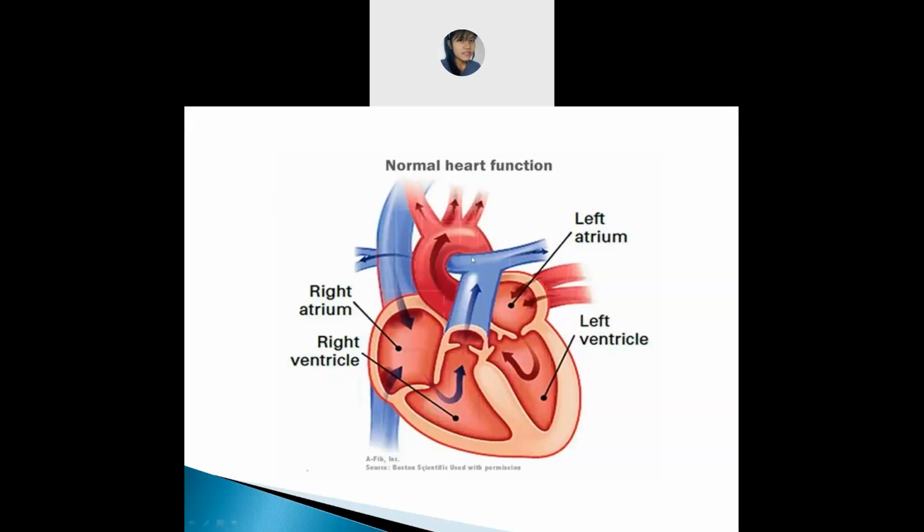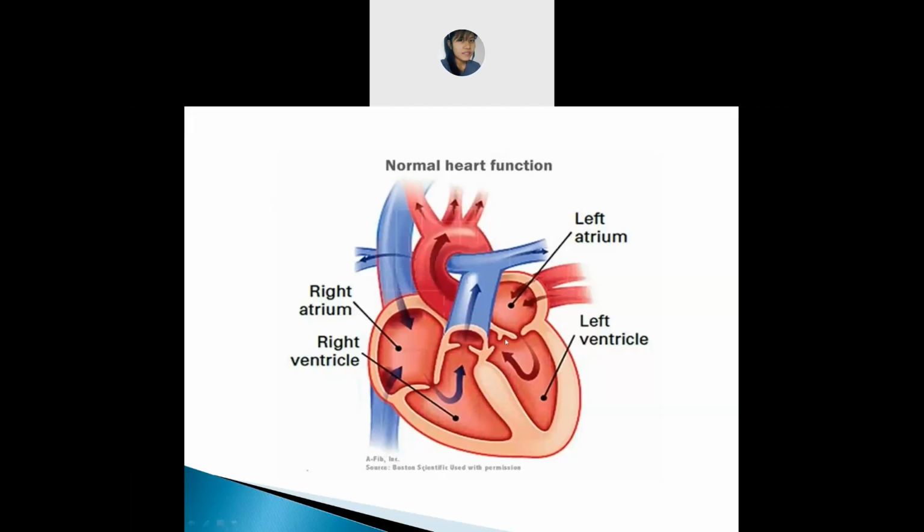So it will go through this tricuspid valve. After that, it will enter the right ventricle. After that, it will go up through the pulmonary valve. When it enters the pulmonary artery, it is divided into two parts, the right and the left pulmonary artery. After that, it will go to the lungs. Now it will turn into oxygenated blood. Okay, and from the lungs, it will return through what?